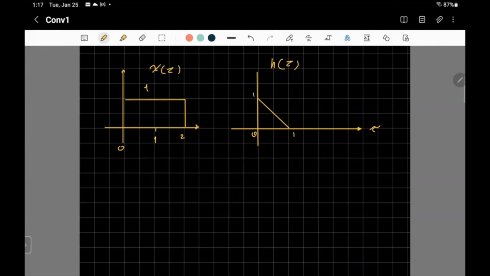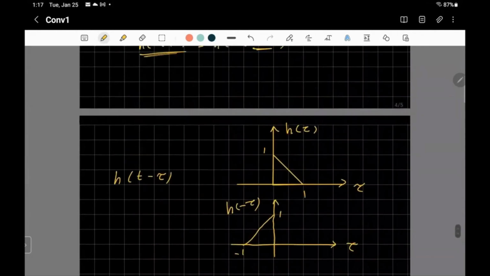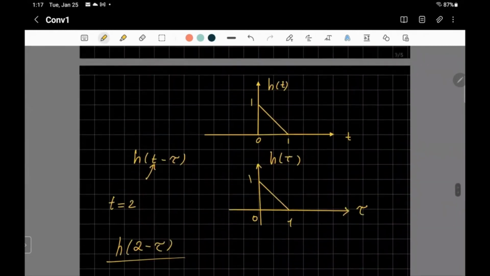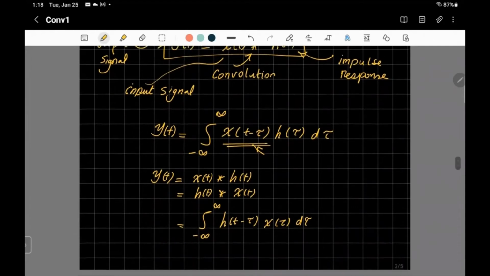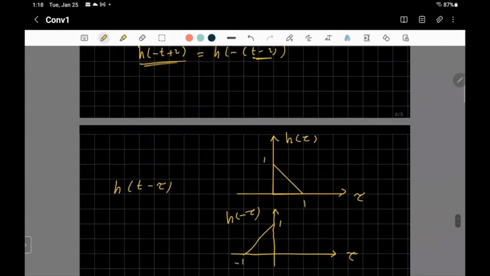Remember when I told you that you got to flip one and you leave the other? Let me make myself clear. I gave you two formulas here. It's either x of t minus tau times h of tau, or h of t minus tau times x of tau. So there's one you flip and one you leave as it is. So it's either you flip x or you flip h. And I told you both work. If you choose either one for any problem, both will give you the right result.